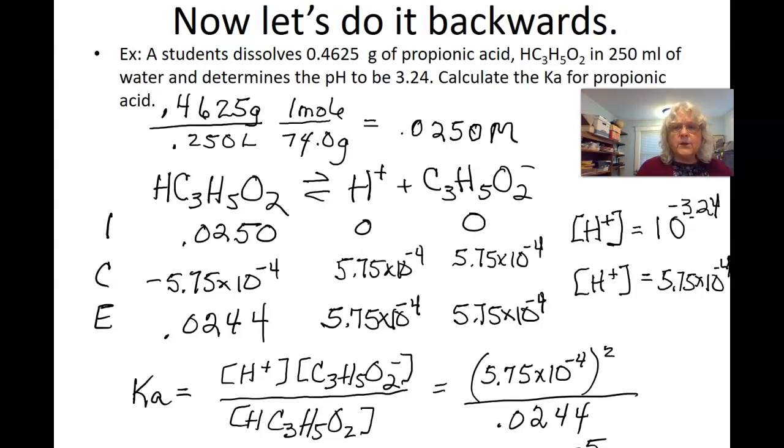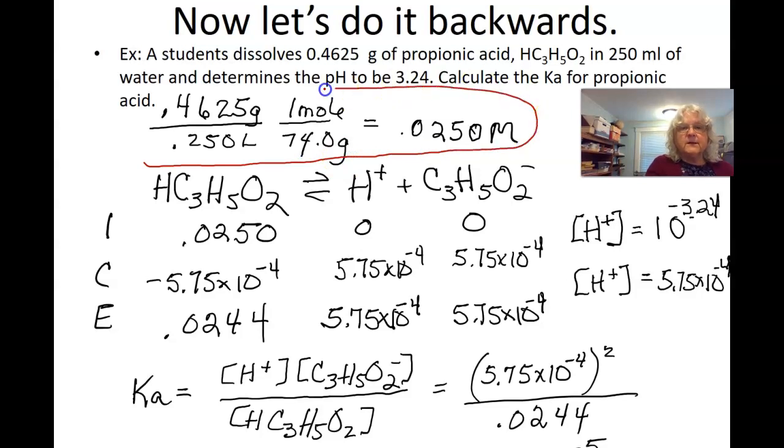And this is exactly what you're going to be asked to do in the lab, in the equilibrium lab. We'll be giving you concentrations and then measured pH values, and you're going to calculate the Ka. So when I do this, the first thing I want to do is to start by calculating the initial concentration. So that's what this first step is here. So I took 0.4625 grams and divided it by the volume, and then changed grams to moles. So I got moles per liter. I got a molarity that way.